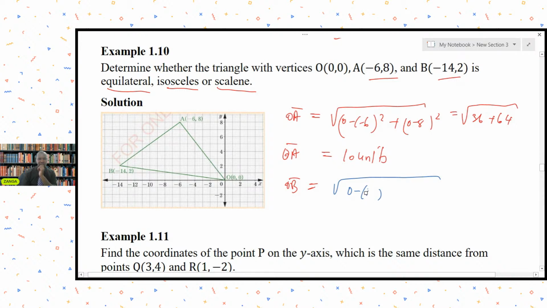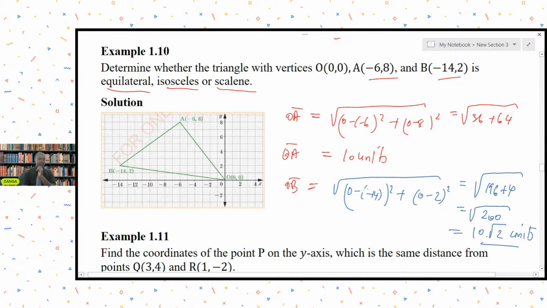So 0 minus negative 14 plus 0 minus 2 square. So this is going to be equal to square root of 196 plus 4. We have square root of 200, which is actually 10 square root of 2 units.